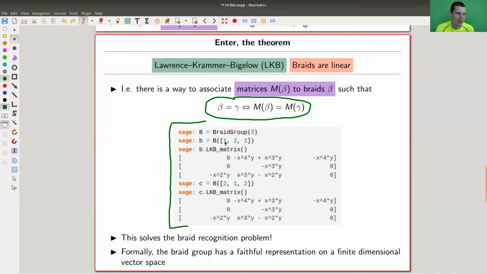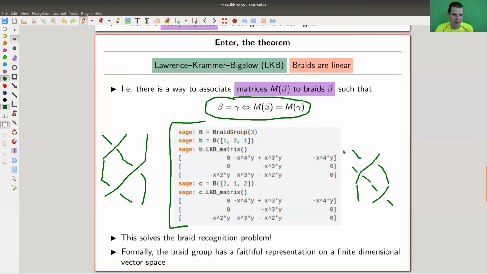And here, for example, I have the braid that goes 1. So the notation here is 1: you do a crossing in the first strand. 2, you do a crossing in the second strand. And 1 again, you do a crossing in the first strand. And you wonder whether this is the same as 2, 1, 2. So 2, you do a crossing in the second strand. 1, you do a crossing in the first strand. And 2, you do a crossing in the second strand. And you wonder whether those two beasts here are the same or not.